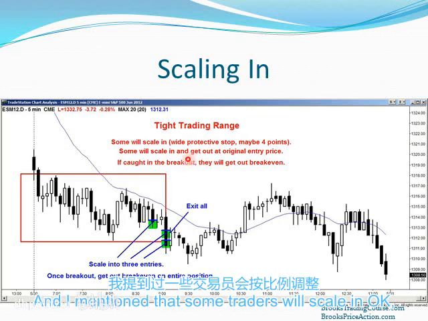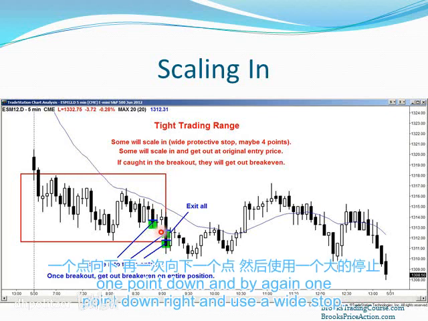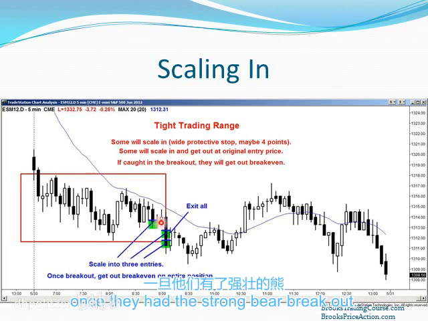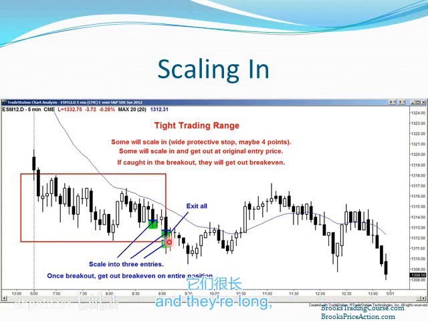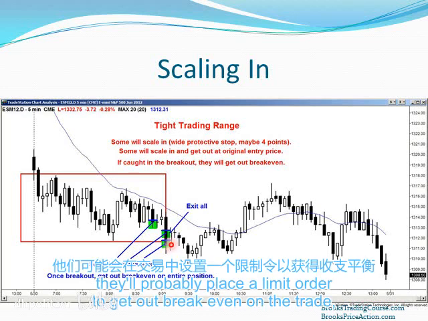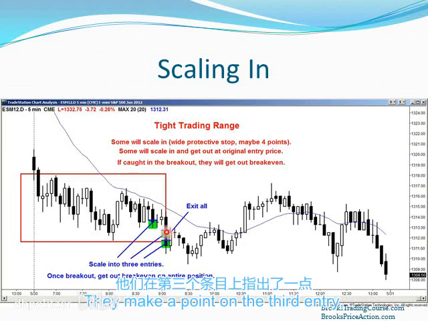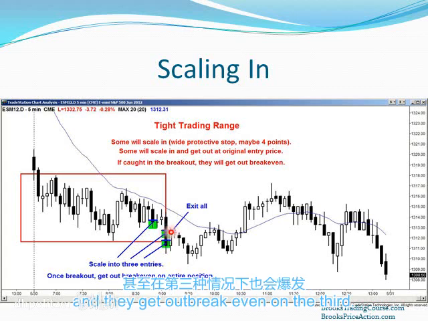And I mentioned that some traders will scale in. Okay, so if a trader bought the low of this bar, maybe they'll buy again 1 point down and buy again 1 point down, right, and use a wide stop. However, once they had this strong bear breakout and they're long, they're probably going to be happy to get out break even. So they'll probably place a limit order to get out break even on the trade, which would be right around their second entry. So they lose a point on the first entry, they make a point on the third entry, and they get out break even on the third.